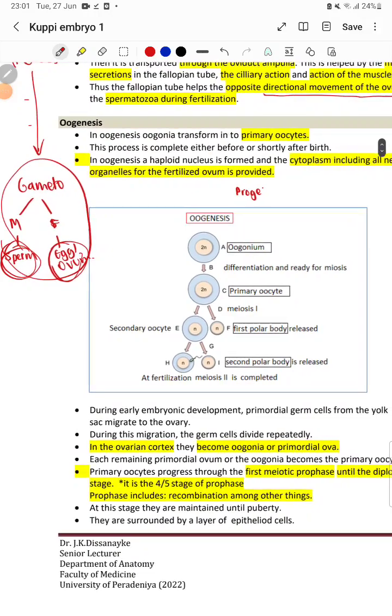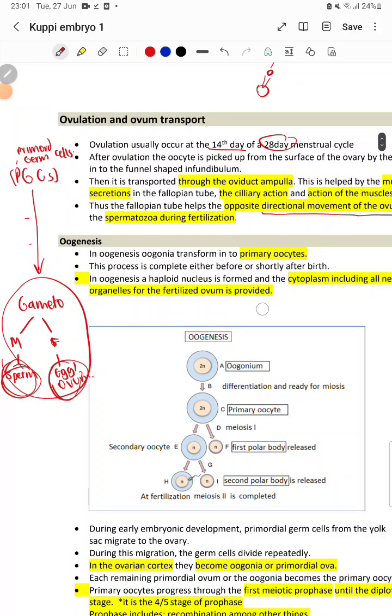Sorry, primordial germ cells. So the primordial germ cells, they actually arise from the epiblast in the second week. I'll get to the point with the epiblast and everything a little bit later. And then, from the epiblast at the second week, they move towards the primitive streak. This is in the third week. And then by the fourth week, they would have moved to the wall of the yolk sac.